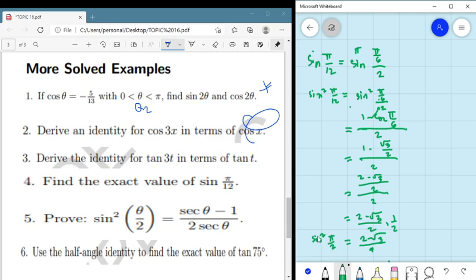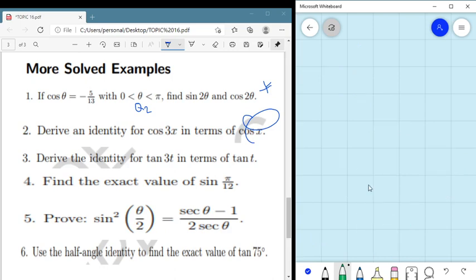Then since we are to find sine of pi over 12, we need to take out the square root. Sine of pi over 12 is equal to the square root of 2 minus the square root of 3 all over 4, or the same as the square root of 2 minus the square root of 3 all over 2. Okay.